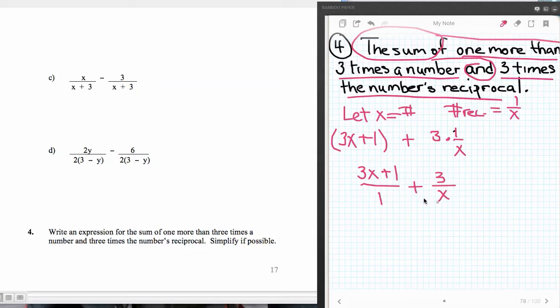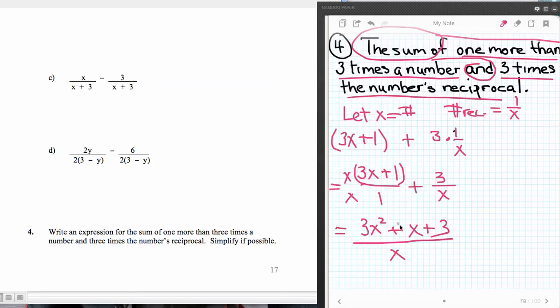And so now I'm going to have to build the higher term over here, and that is going to give me an x times the numerator and an x times the denominator. And so now I'm going to see 3x squared plus x, and then because they're over like denominators now, plus the 3. And then that's all over the denominator of x.